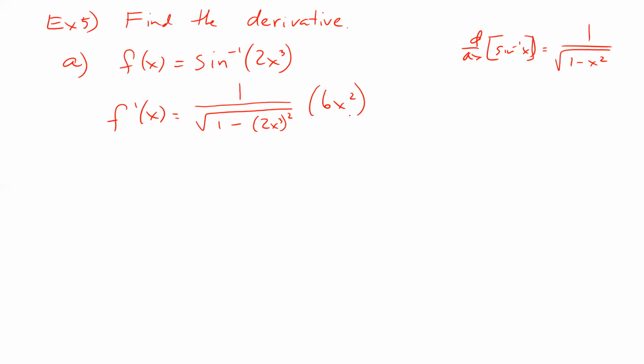Are we good there? Don't multiply. Oh, wait. That's the answer. You good? We've got to clean it up a little bit here, but essentially that is the answer. So on top, we're going to be left with a 6x squared. On the bottom, we're going to be left with the square root of 1 minus, what is that? That's going to be 4x to the 6th, right? Boom.